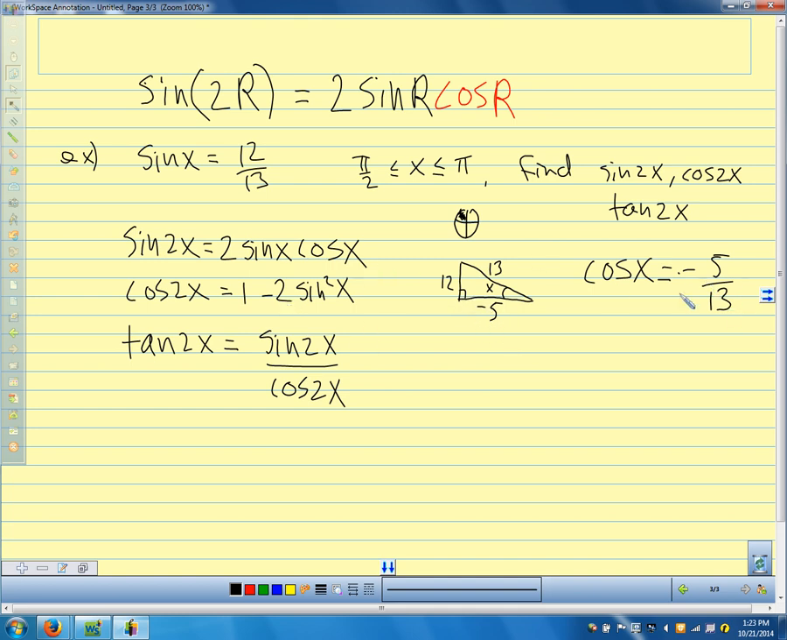And now we have everything we need. All we needed was cosine x, and we're set to find all of these things that we're looking for. So sine of 2x equals 2 times the sine of x, 12/13, times the cosine of x, negative 5/13. I multiply that out, and I get negative 120 over 169.